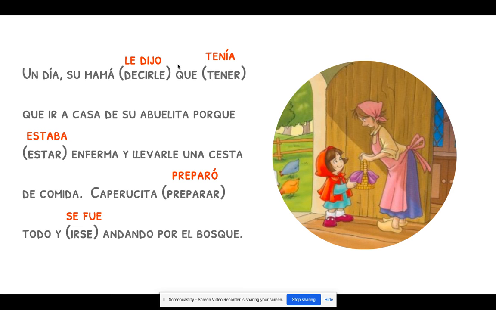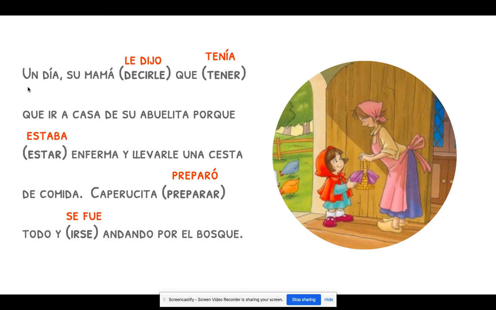So one day her mother told her that she had to go to grandma's house, a la casa de su abuelita. So let's take a look at this tenía here. Tenía is in the imperfect because it is doing the job of describing. What is it describing? It's describing what her mother said. Okay, so a little bit of a curveball there. That's a little bit of a harder one to figure out. One day she said that she had to go. It's literally describing like what mom said, what words came out of her mouth.